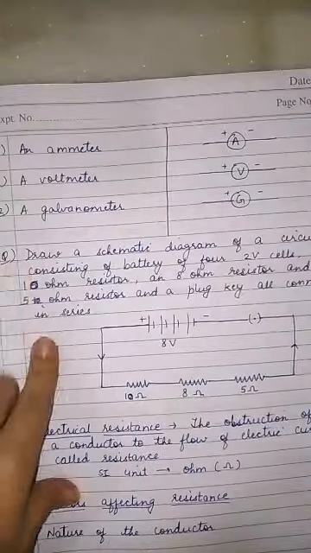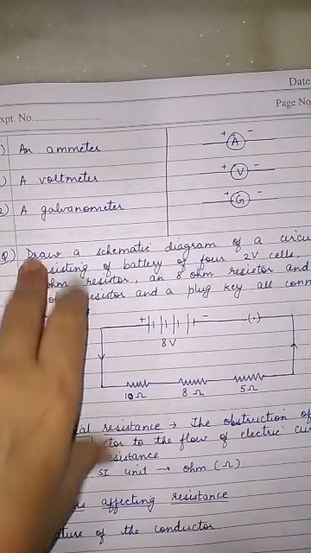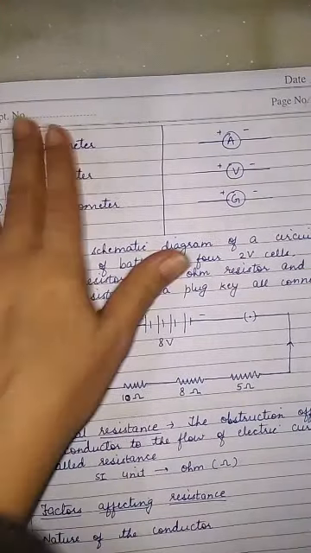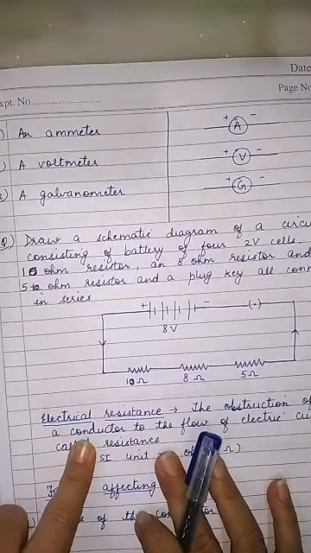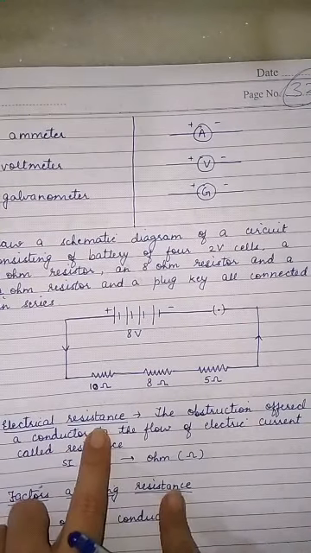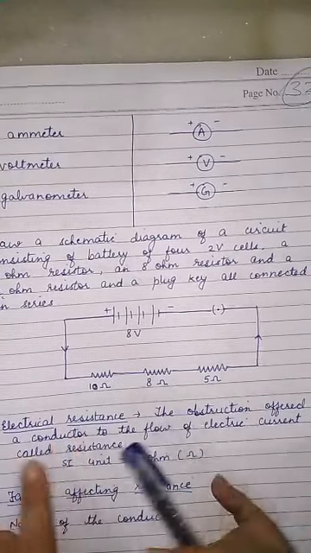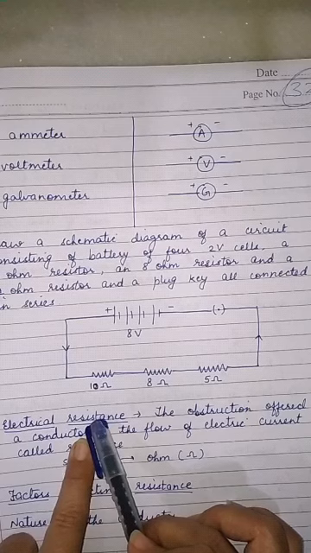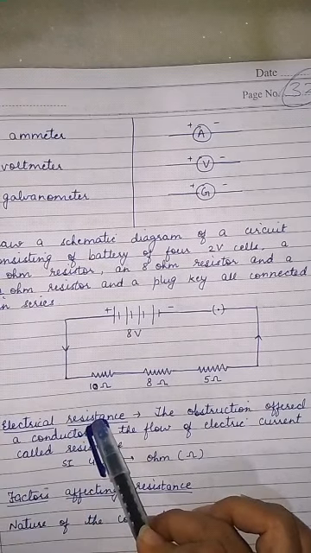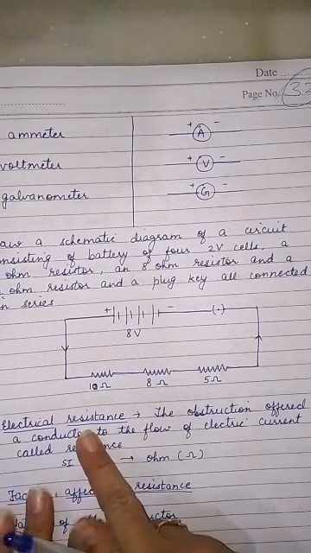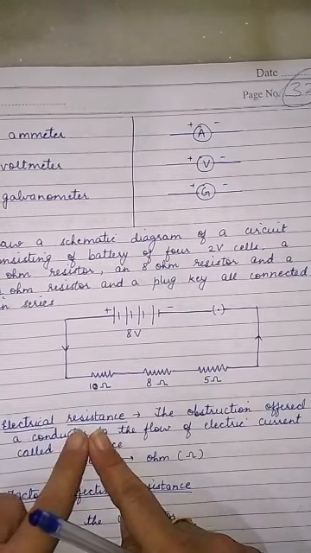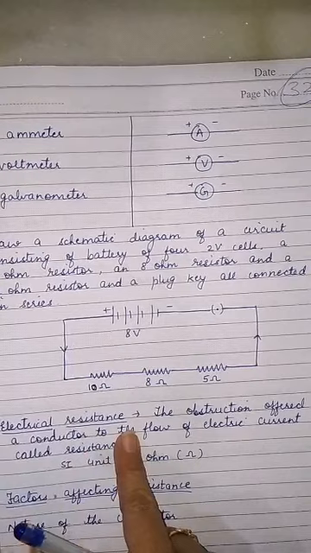There is a question based on these electrical components. We'll do it afterwards. First, we'll do the topic electrical resistance. Resist means to stop. What does it stop? It stops the electric current, or tries to stop. It's not that it stops all the current. It tries to stop the current, or it offers hindrance to the flow of current.